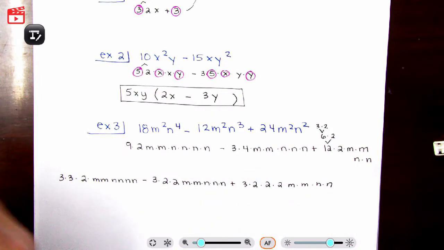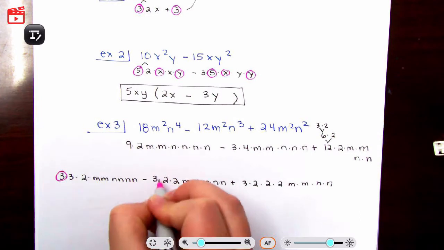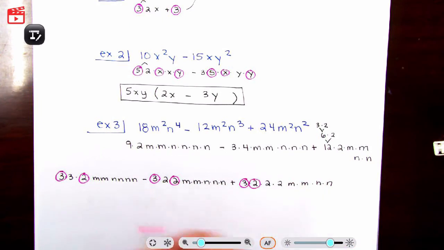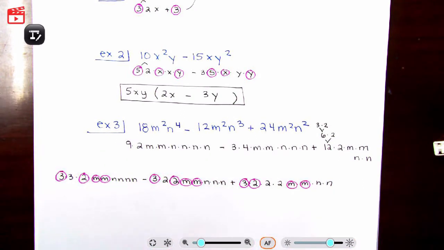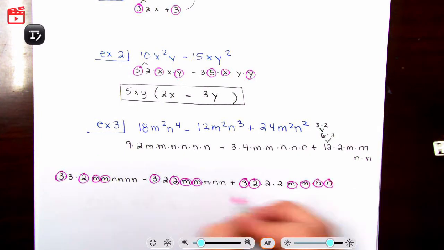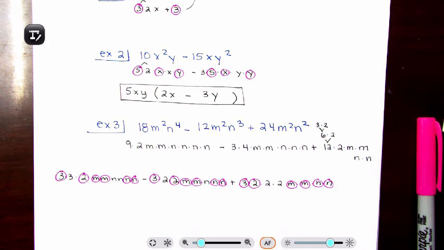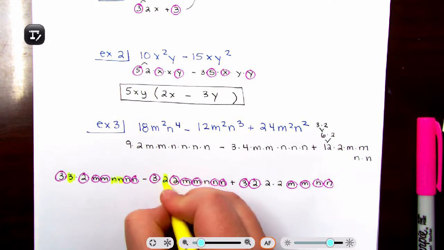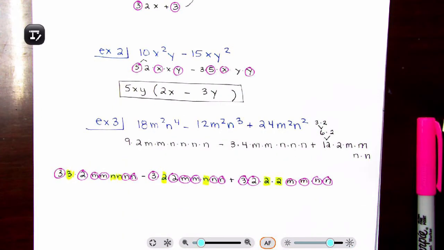Now that you have factored it all the way to its prime factors, let's see what we have in common. I have a 3 in all of them. I have a 2 in all of them. I have 2 m's in all of them. And I have 2 n's in all of them. So what's left over in each one? I have a 3 and n squared left over here. I have a 2 and an n here, and I have 2 times 2, which is 4, left over in my third term.